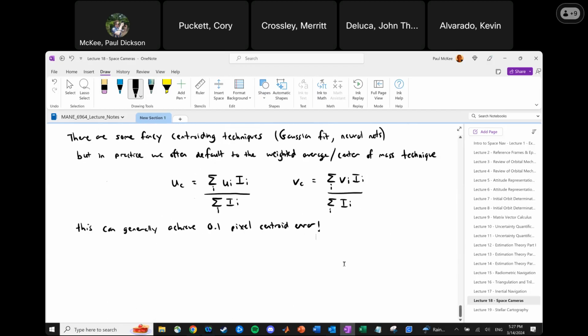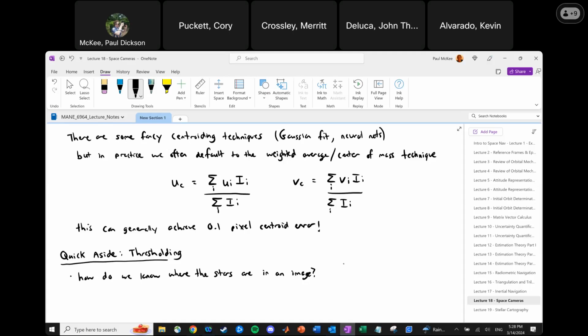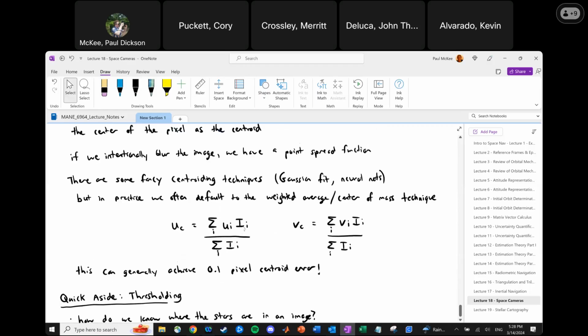All right, questions on centroiding. Otherwise, we have another quick aside here. All right, so far so good. So the next thing I want to talk about is what's called thresholding. So how do we know where the stars are in an image? So what we're basically going to do, remember I talked about we're looking at blobs of stars. How do you even achieve that? Like if you're booting up MATLAB and you load in an image and you want to process a star field image, right? How do you even know where to start?